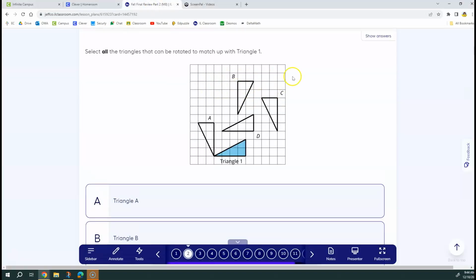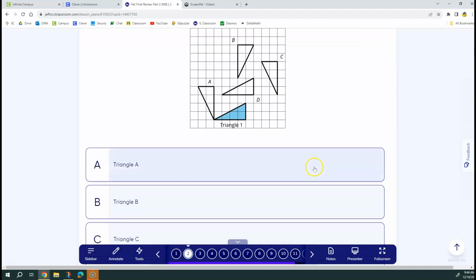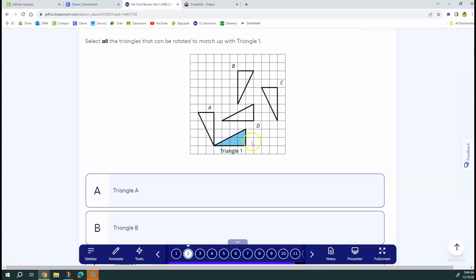All right, for problem number one here, select all triangles that can be rotated to match up with triangle one. Or yeah, triangle one, there it is, the blue triangle. This one is a little bit deceptive because it could be that not only a rotation is happening. So the obvious one that can be rotated is to triangle A.